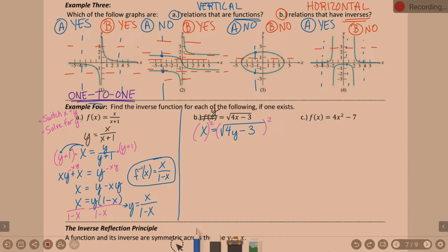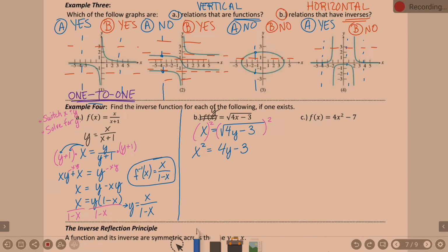When we take x and we square it, we're going to get x squared. What about when you take a square root and square it? When you square the square root, they cancel each other and you just get 4y minus 3. Now what? Add 3. Yeah, we're trying to solve for y. This one's an easier one. I hope you're seeing that.